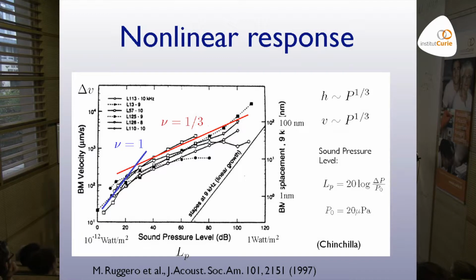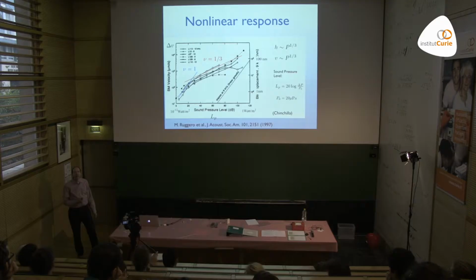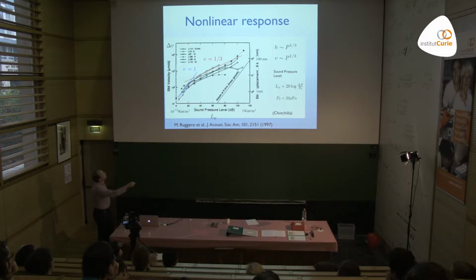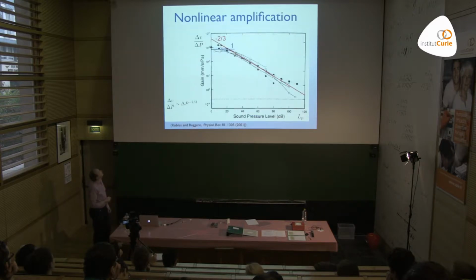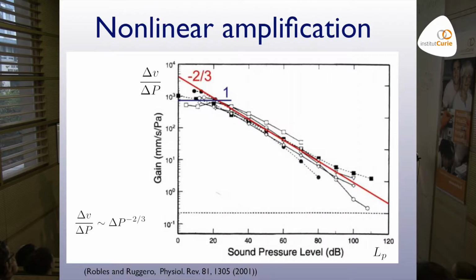Now, if you want to quantify an amplification factor or a sensitivity of this detector, a nice measure is to take the ratio of output to input. We call that sensitivity. So that's in this case the velocity output divided by the pressure input. In a linear system, this ratio is constant for all stimuli. And that corresponds to the blue line.